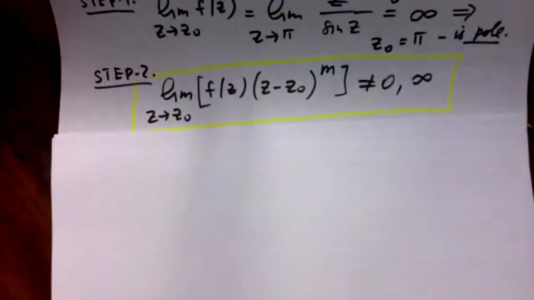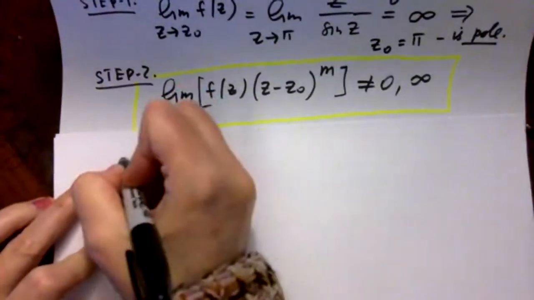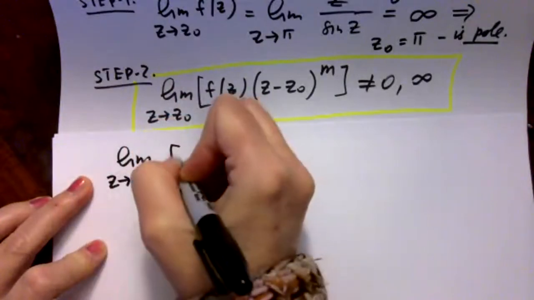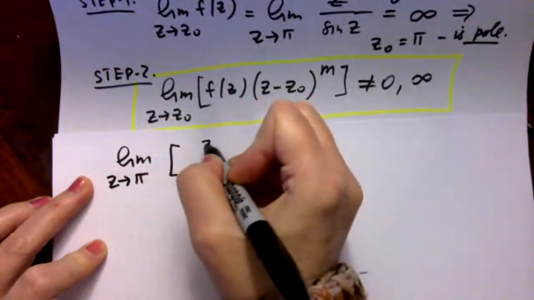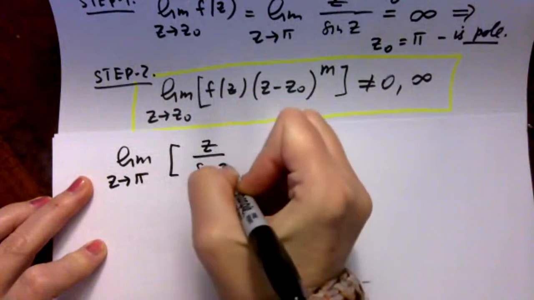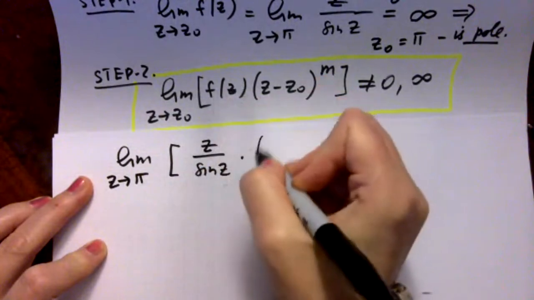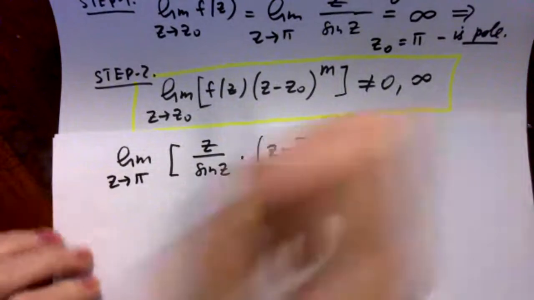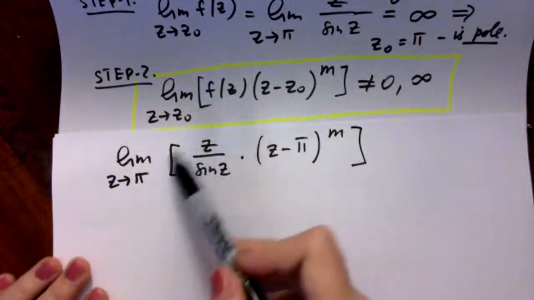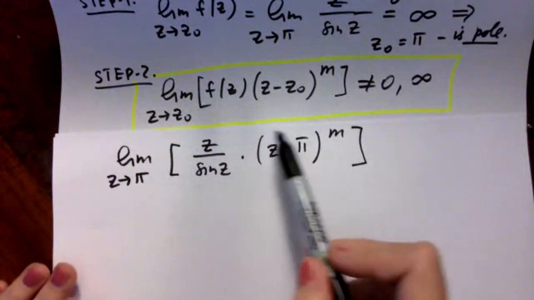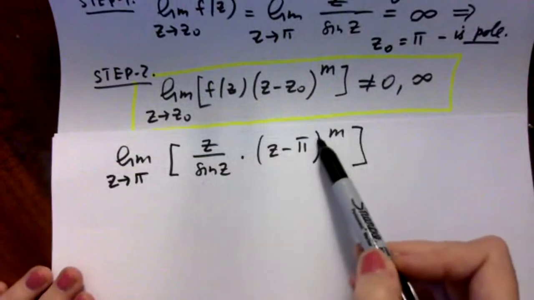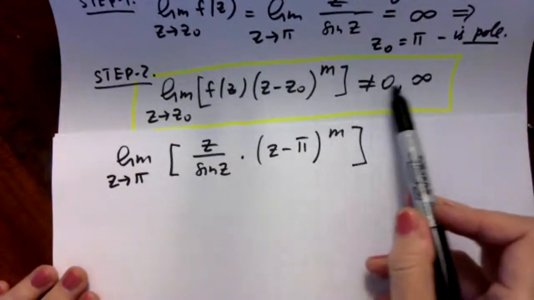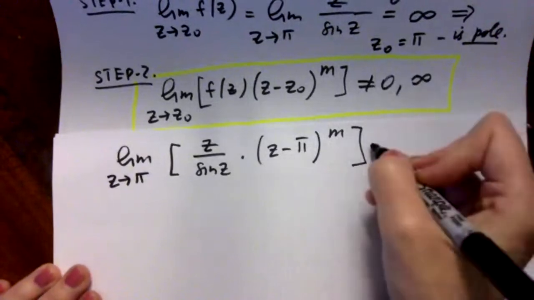So our z0 is equal to pi. That is why we need to consider the limit as z tends to pi. Here I need to plug in my function z divided by sine z instead of f of z. And here I need to write z minus pi to the power of m. And now I need to play around with this limit. I need to calculate it, analyze different values of m, and come up with the only one value of m. And I always should bear in mind this limitation.